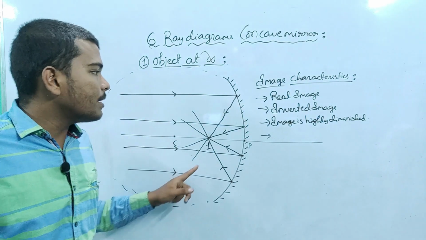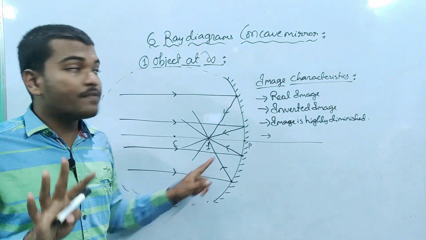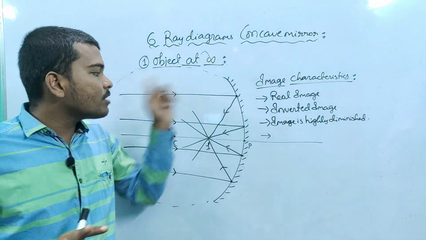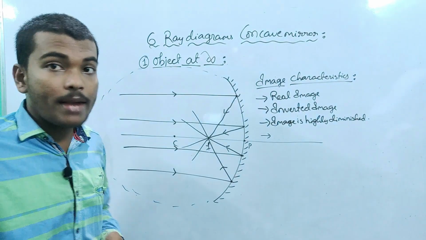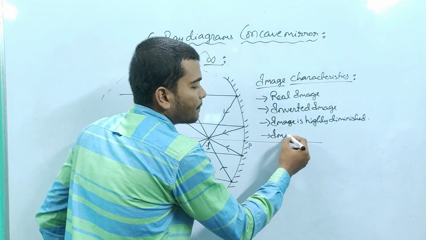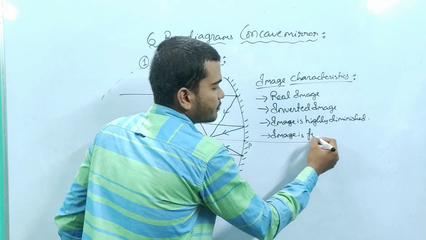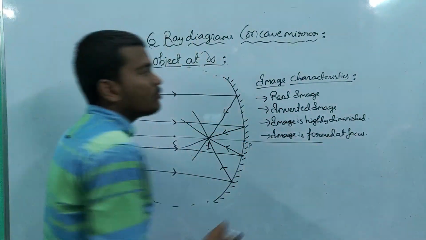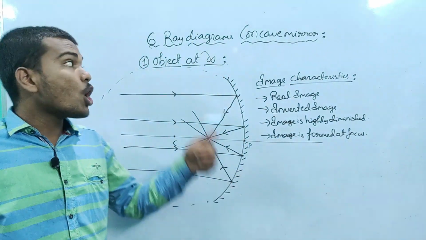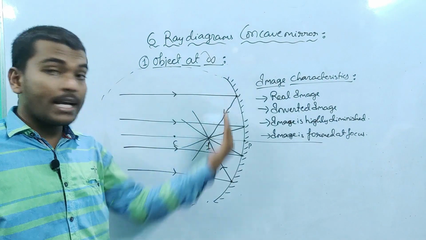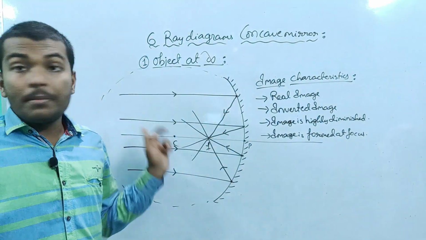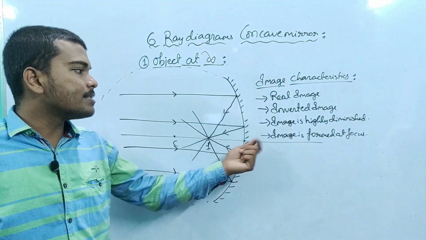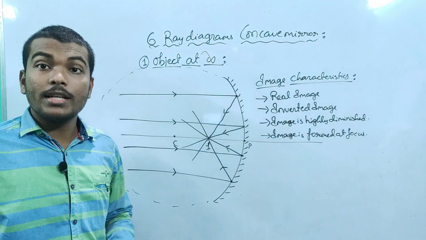Okay, now the fourth image characteristic would be the position of the image. So where the image is formed, as you all can see, it is formed at focus. So we are going to write the image is formed at focus. Okay, now this is the image characteristic of the object at infinity, which is in front of a concave mirror. The image is a real image, it is an inverted image, it is highly diminished, that is, it is a very pointed image, and the image is formed at focus. Let's go to the second one.